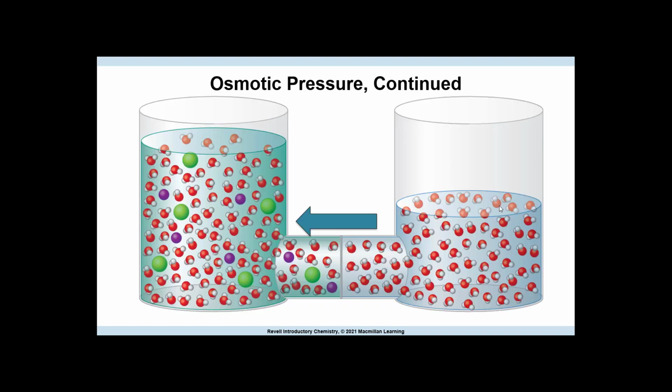So we can show this in a laboratory by placing water and a saltwater solution on either side of a synthetic membrane. Over time, water will migrate toward the more concentrated side, causing the volume of the saltwater solution to increase. So it's trying to dilute the more concentrated side.